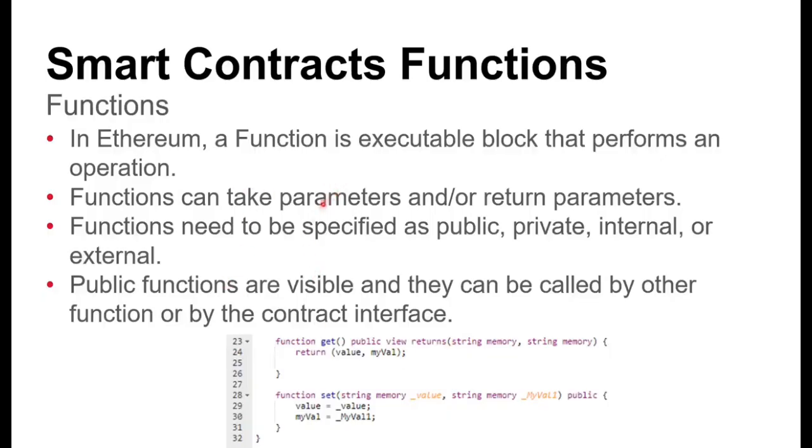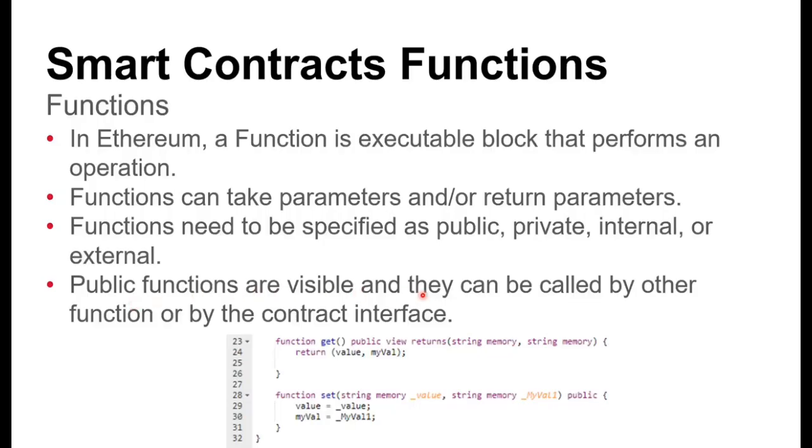Functions in smart contracts, at least in Solidity, are very, very similar to functions in Java and C++. If we take a look here, functions have visibility, so they can be public, private, internal, or external. A function is an executable block that performs some kind of operation. Functions can take or return parameters, or they don't have to. They don't need to take anything or return anything. Perhaps they just do something behind the scenes or pass a value back.